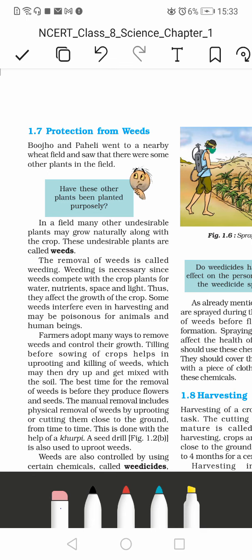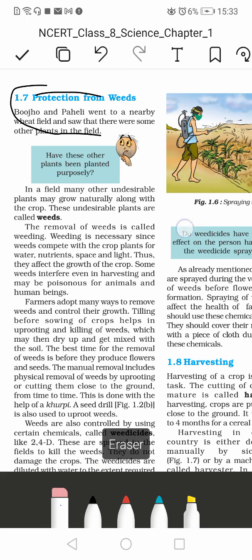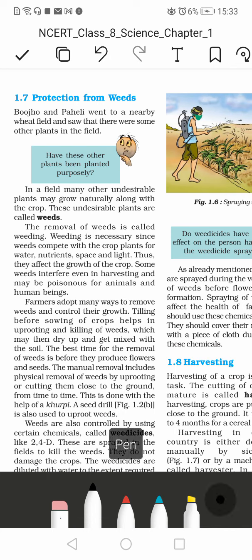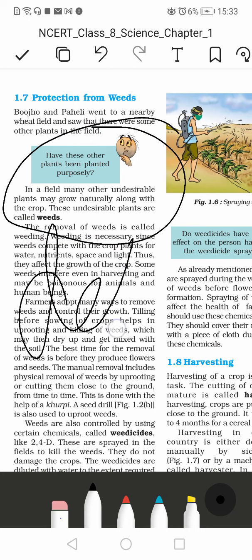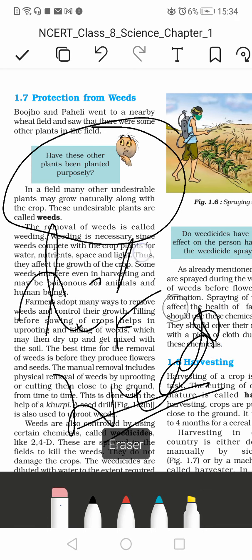Okay, next we have an important topic, which is protection from weeds. Weeds is a really important topic, so pay attention. In a field, many other undesirable plants may grow naturally along with the crop. These undesirable plants are called weeds. Keep this in mind, because this is the definition of weeds.